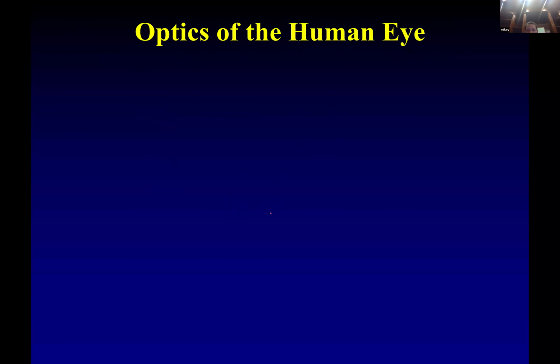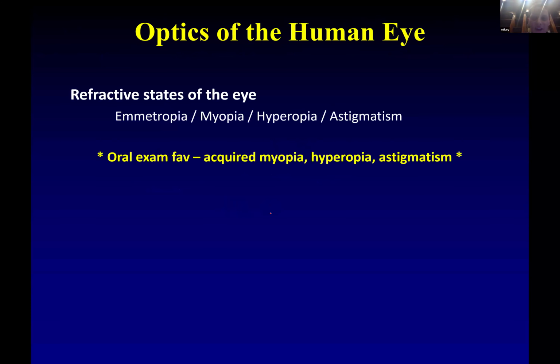So, optics of the human eye. This is the high yield for exam questions. One of them is refractive states and acquired refractive error. And I think it's popular because they've integrated optics now into other sections. So whether it's retina or cornea or plastics or the lid or peds, it can start with this person has acquired hyperopia or myopia, astigmatism, and then lead into something else.